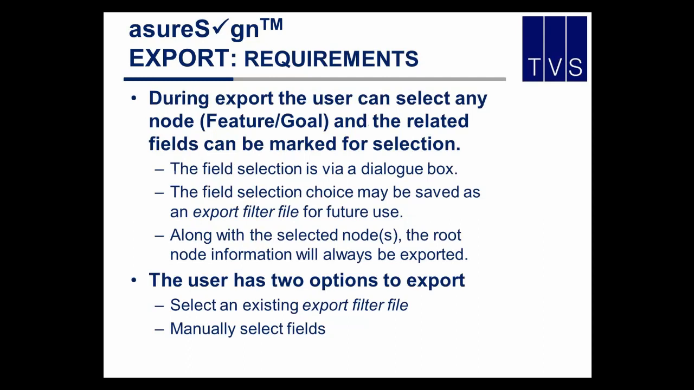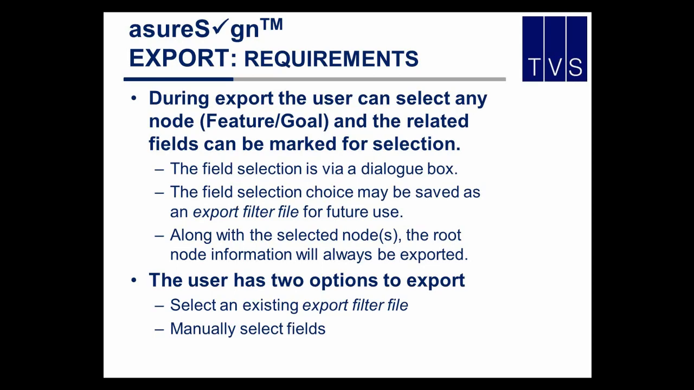During export, the user can select any node, feature, goal, and the related fields can be marked for selection. The field selection is via a dialog box, and the choice may be saved as an export filter file. So essentially, you can decide what information you want exported. This allows you to tailor your documentation. You can also save that tailoring as an export filter file. Along with all the nodes, the root node information will always be exported. It's always going to take your root with it, because that's the name of the project. But then it will just take whatever you decided that you want to have in that document.